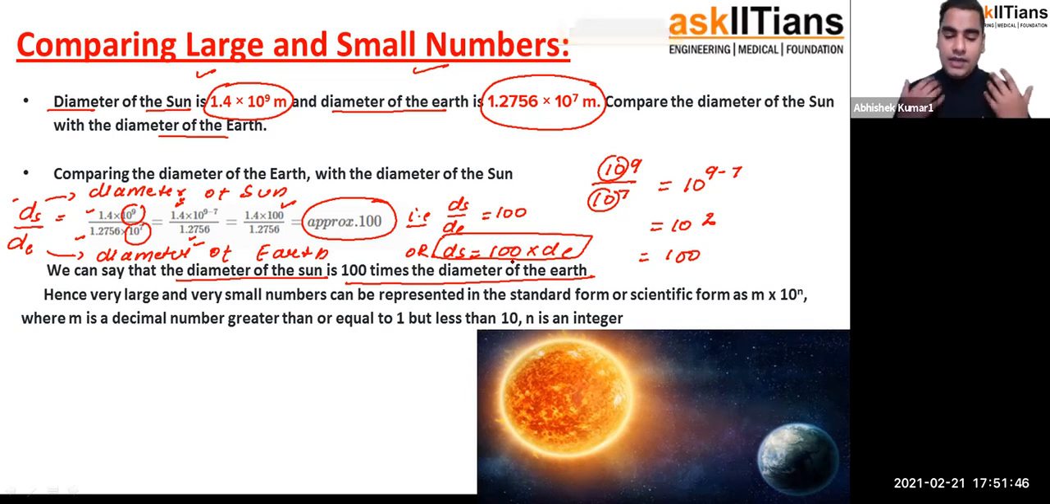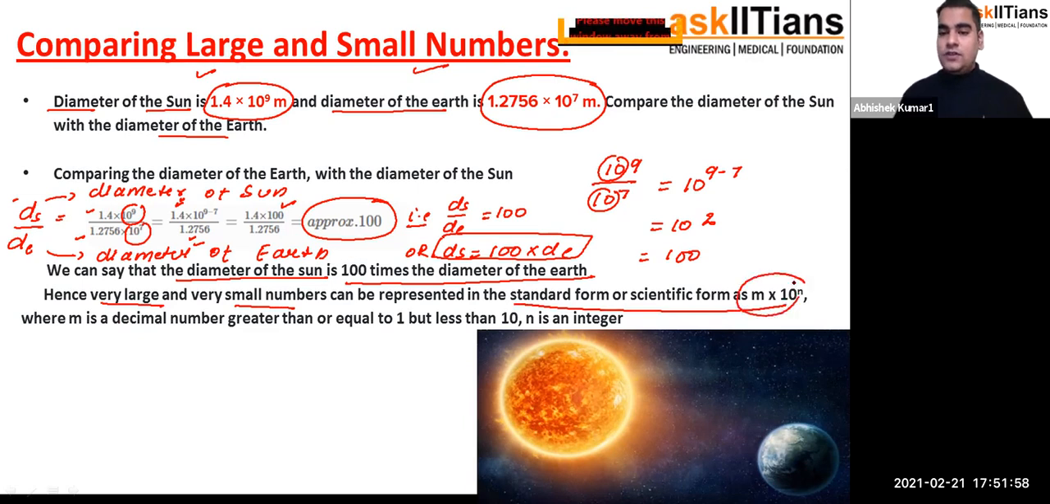So whenever you are comparing any two numbers, be it large or small, what is that one thing you need to keep in mind? A very large number and a very small number can be represented in the standard form or the scientific form. So what's your first step? You should go with representing that particular number in the standard or the scientific form.